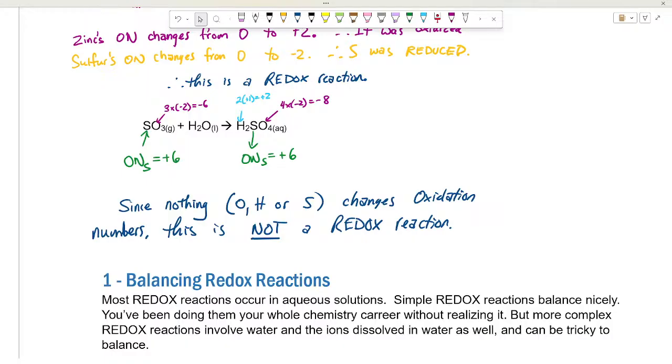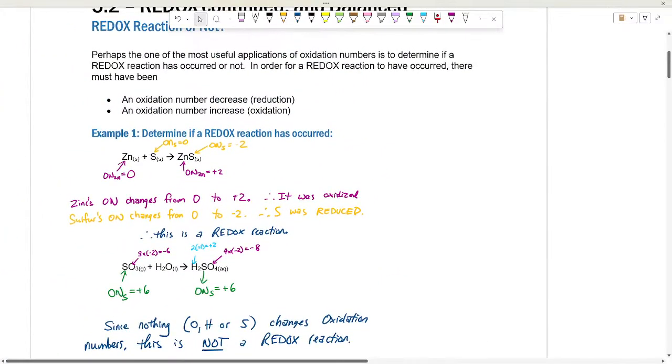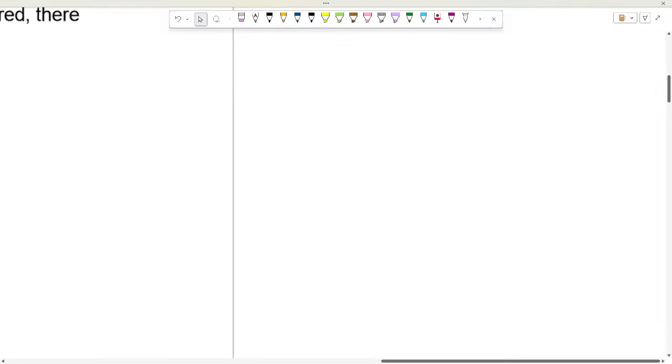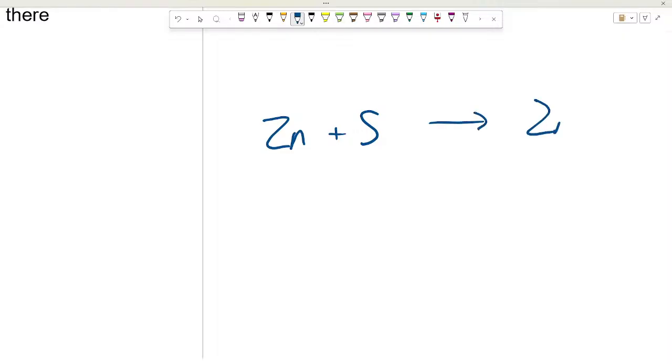The truth is, it's actually been hiding in a bunch of the reactions you've been balancing your whole chemistry career, and we've always just taken for granted, right? So this reaction up here is a perfect example. You don't have to write this. But we said zinc plus sulfur yields zinc sulfide, right? Okay. There we go. There's a reaction.